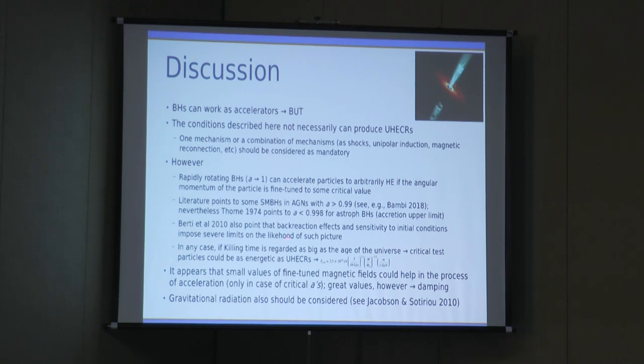Literature points to some supermassive black holes in AGN, as we saw, with spin greater than 0.99. But as I said, the limit imposed by Thorne from accretion upper limits is 0.998 for astrophysical black holes. Well, a work of Berti et al. also points out that back reaction effects and sensitivity to initial conditions impose severe limits on the likelihood of such a picture.